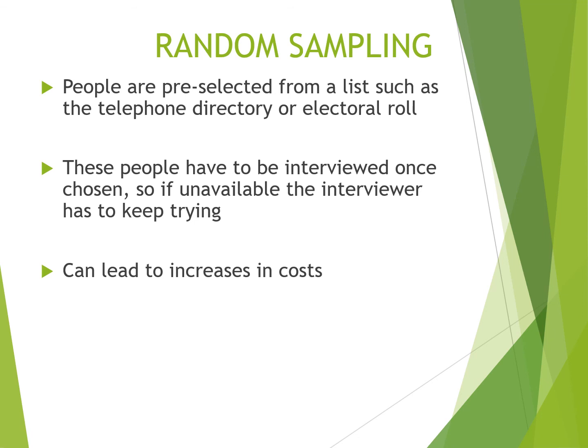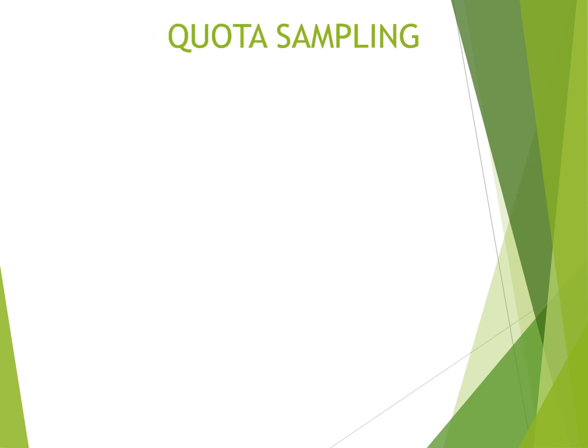It can lead to increases in costs because people are getting tied up chasing the same people all the time, and it could be very time consuming for them. The sample has to be large to be effective. You have to get a really good number of people in your random sample to be able to get an effective sample of different types of people.